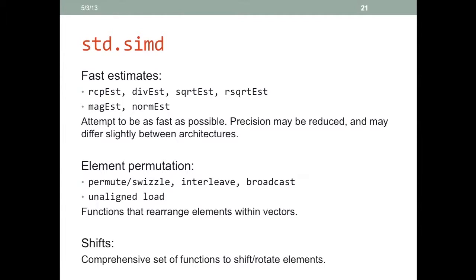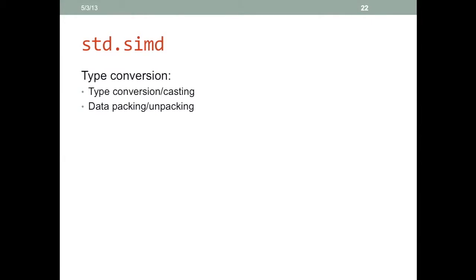There's a comprehensive set of shifts: inter-element, within elements, whole vector, rotates and all that sort of stuff. We've also got type conversion. As we saw before, since SIMD types can store both floating point and integer data together in the same set of SIMD registers, it's possible to cast between float and int within a single register. I'll get back to that anyway. And there are also data packing and unpacking functions.